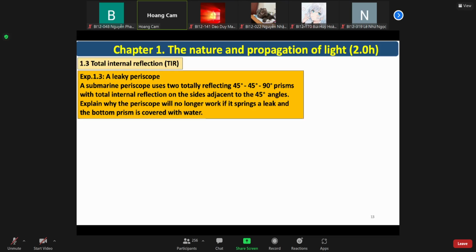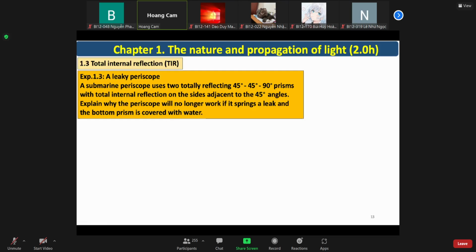The first thing is that for the prism we use, it should be the interface between glass and air. That is the first point. Now if it leaks, that means the air will be replaced by water. So different interface, different couple of materials. And then here we have the 45-degree angle of incidence, and the critical angle will change when we consider different couples of materials.